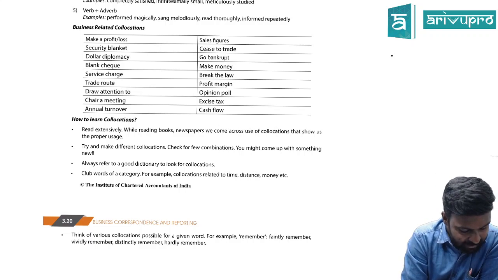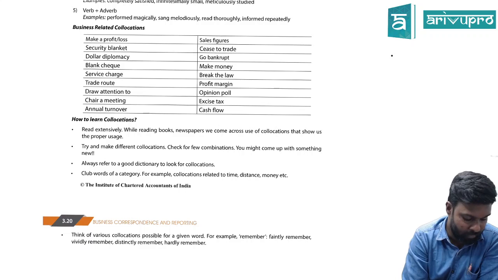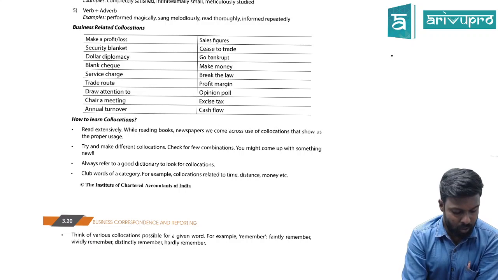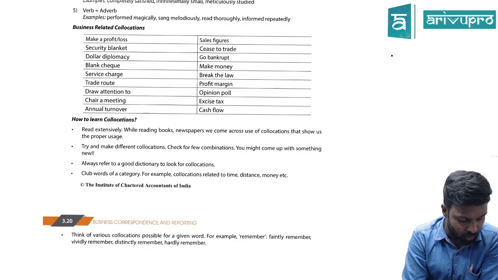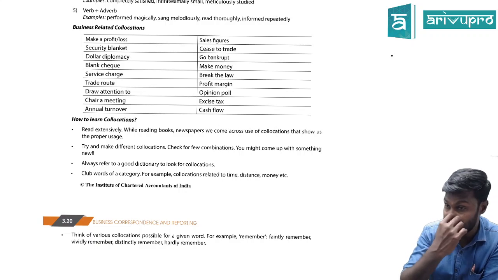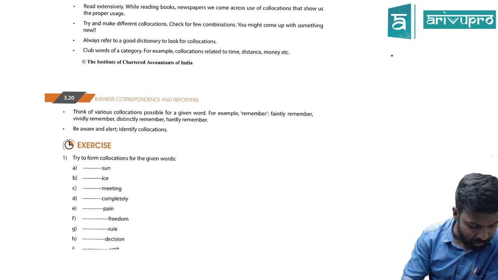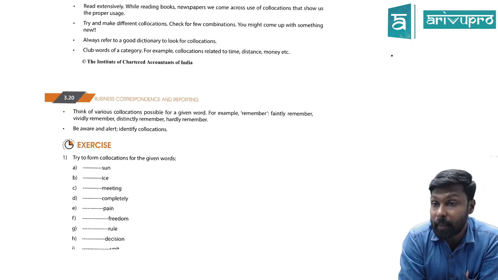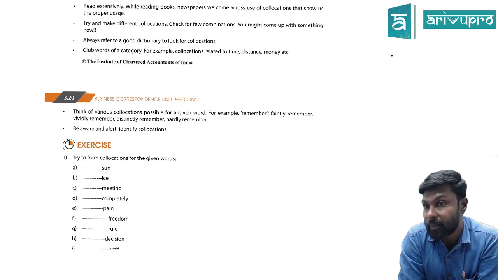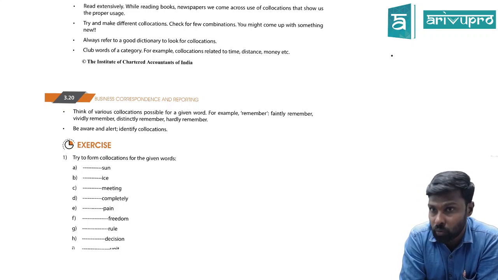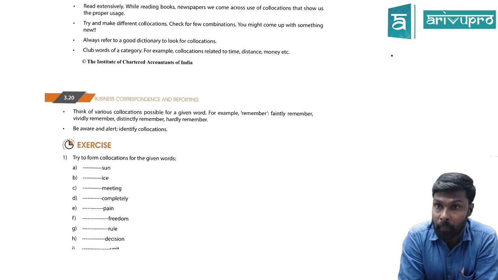Next one. Read extensively. While reading books, newspapers, we come across use of collocation that shows the proper usage. Try and make different collocations. Check for few combinations. You might come up with something new. Always refer to a good dictionary to look for collocations. Club words of a category. For example, collocations related to time, distance, money, etc. Think of various collocations possible for a given word. For example, remember. I faintly remember. Vividly remember. Distinctly remember. Hardly remember. All these are different collocations of the word remember. So likewise, you should also come up with new things, provided it is appropriate.